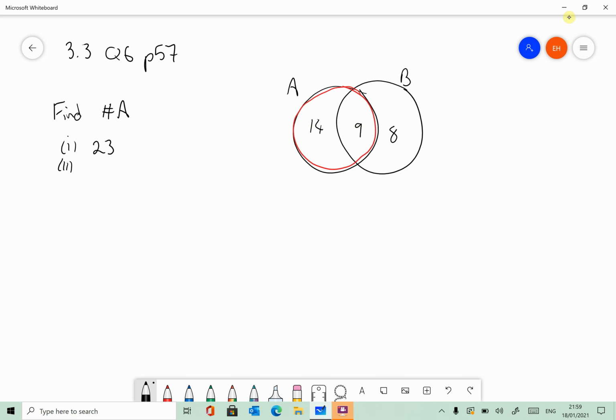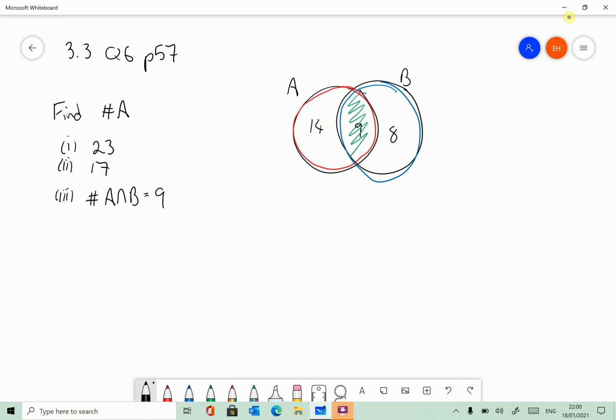Part 2, for the same reason, you're going to get 17 because it's everything inside the blue circle. So it's 9 plus 8. And then it's the size of A intersection B. So it's the size of the green area. So it's this area in here. So that's going to equal 9.